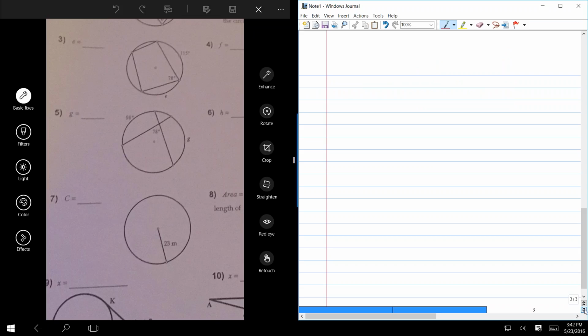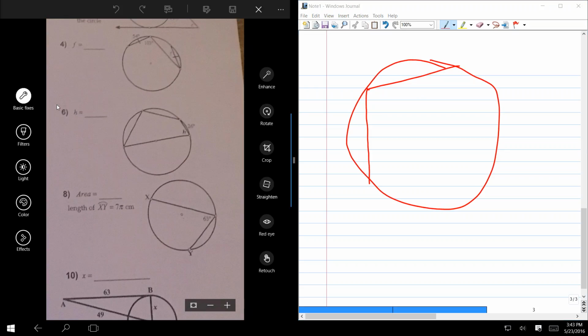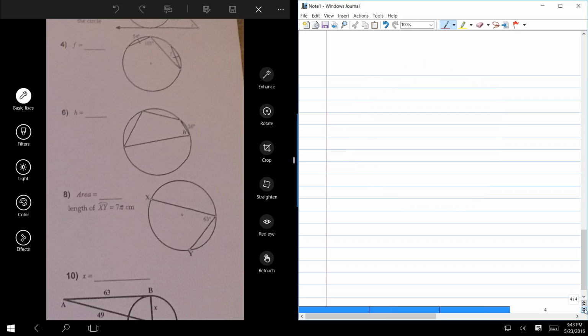Okay, here they're looking for this measurement right here. Let me go ahead and draw that. You multiply the 78 by 2 and add it to the 115, subtract it from 360, and you have your answer. Good, save me from drawing it. Number 4.